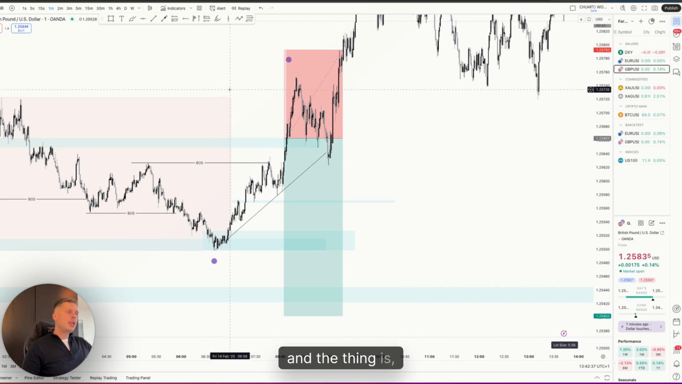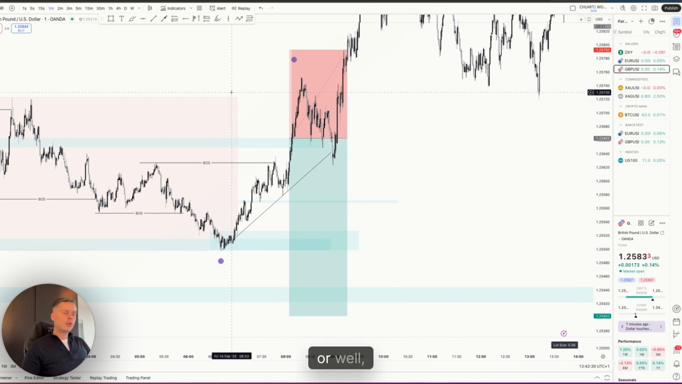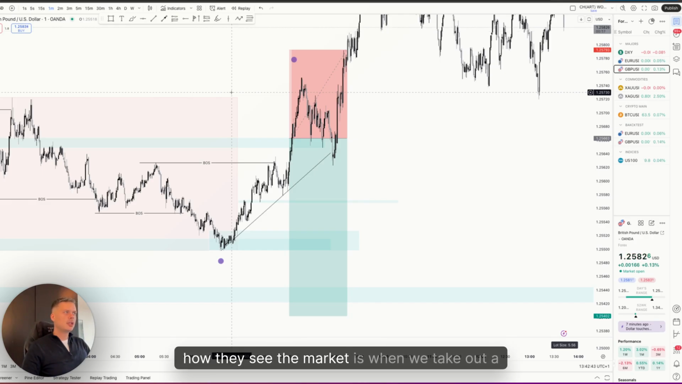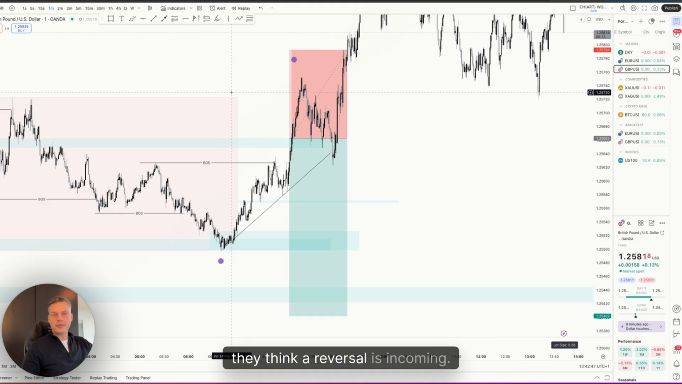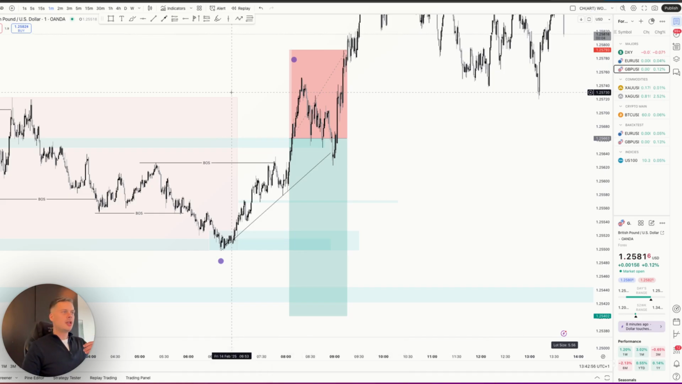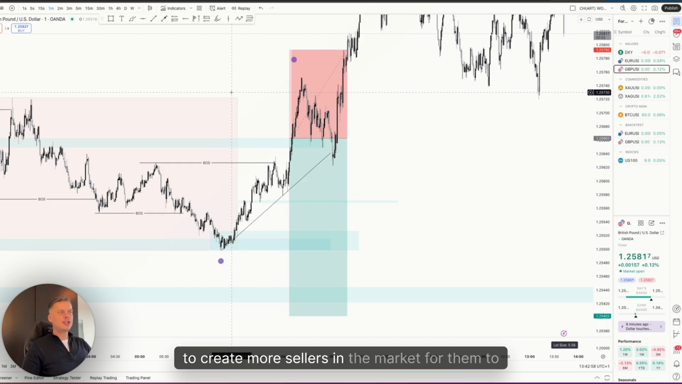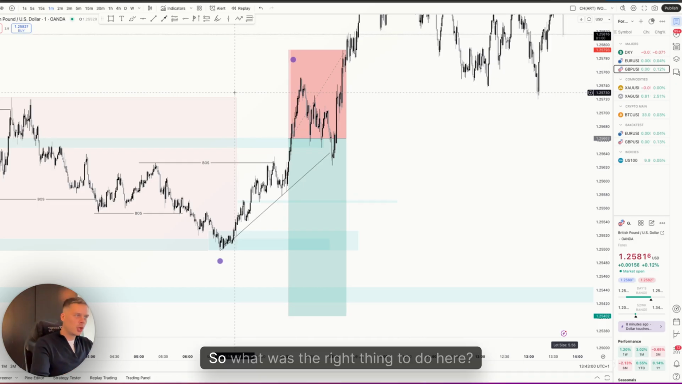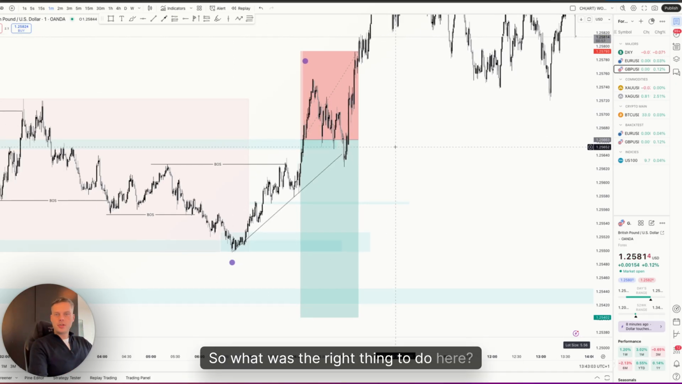And the thing is, lots of traders see the market this way: when we take out a high, they think a reversal is incoming. And institutions use those terminologies for traps, to build up traps, to create more sellers in the market for them to be taken out. So, what was the right thing to do here?